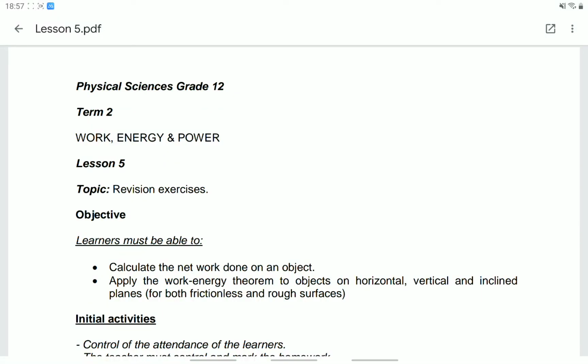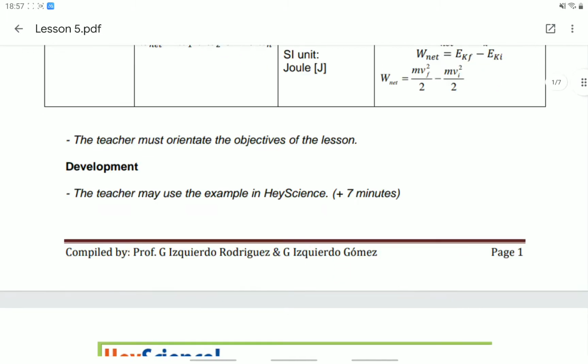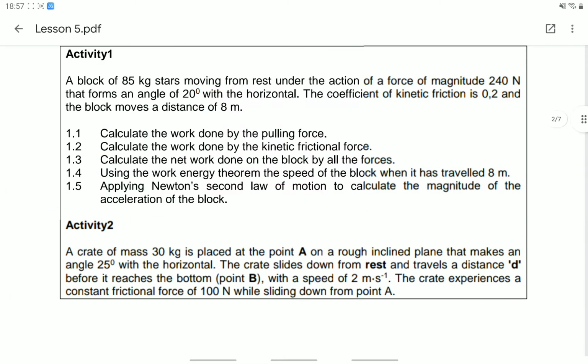Hello, grade 12. Let's have a look at lesson 5 from term 2 revision. We're going to be looking at one question. We're probably going to be doing more videos, but let's have a look at activity 1.